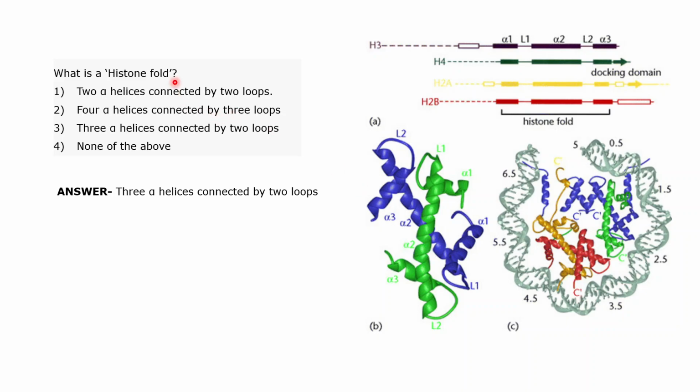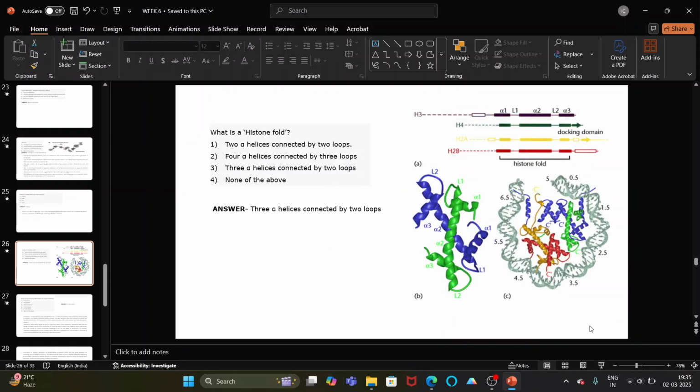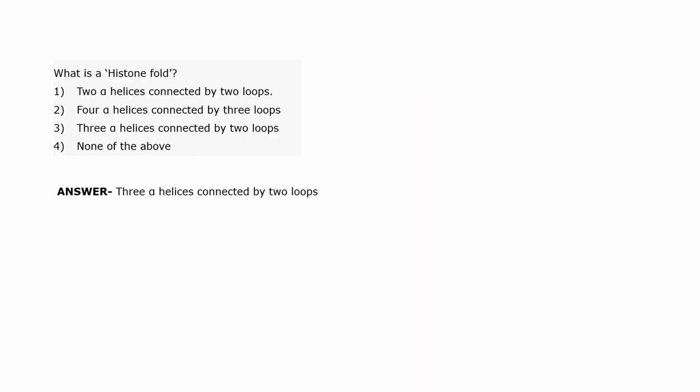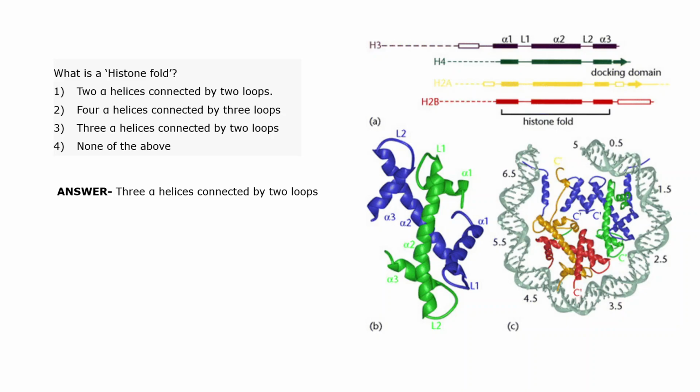So if you look into the structure of what is called a histone fold, it consists of 3 alpha helices connected by 2 loops, which are conserved in each of the four core histone molecules. There is H3, H4, H2A and H2B. You can see the diagram there. So that's the basic answer. Does anyone have any doubt in this case? Okay, so I think it's clear. I will just move on to the next question.